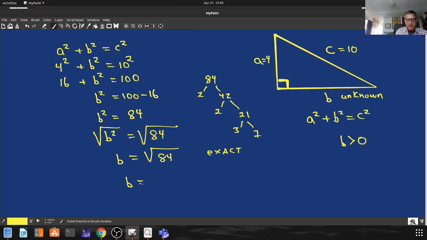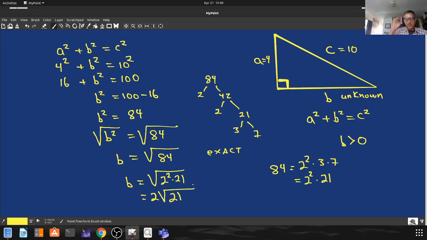So 84 is equal to 2 squared times 3 times 7. And all we care about is the squares in this case. So it's 2 squared times 21. So B is the square root of 2 squared times 21, which is equal to, since the power here is equal to the index, the base can be removed from under the radical. So that's the same as 2 times the square root of 21. So that's it for 7.6.